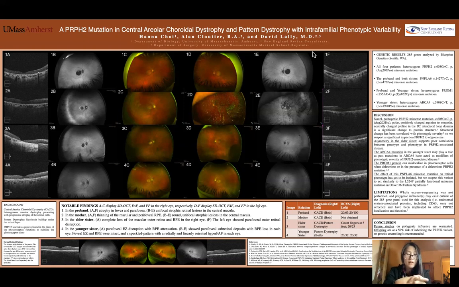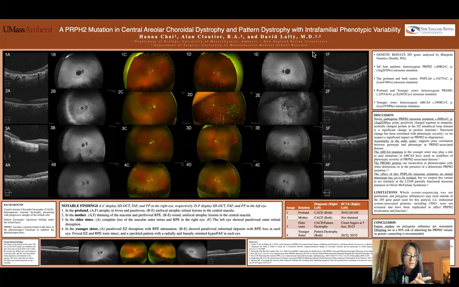Like I said, they're inherited retinal diseases, so they're associated with multiple genes, one being PRPH2. PRPH2 is a gene that encodes a protein that localizes to the outer segment discs of photoreceptor cells. So PRPH2 as a protein functions to stabilize these discs in photoreceptor cells to keep them alive and functioning.